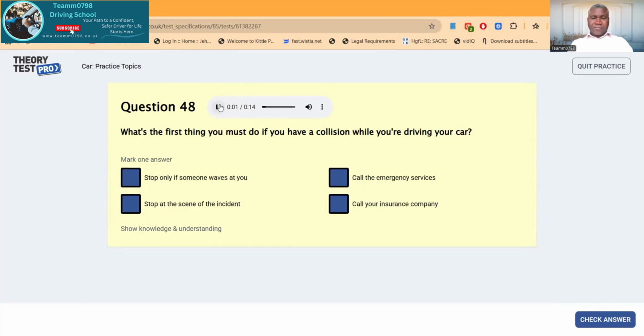What's the first thing you must do if you have a collision while you're driving your car? Stop only if someone waves at you. Call the emergency services. Stop at the scene of the incident. Call your insurance company. The first thing to do is to stop at the scene of the incident, okay? That's a correct answer.